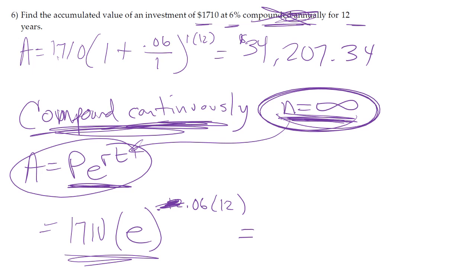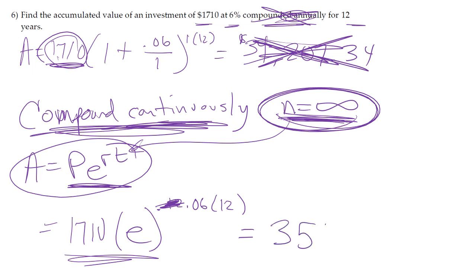And also this number's wrong. I was going off of 17,000, not 1,700. So I'll rework that as well. But anyway, let's go back down to this one. So 1710 times e to the 0.06 times 12. So here I got 3,513.08.